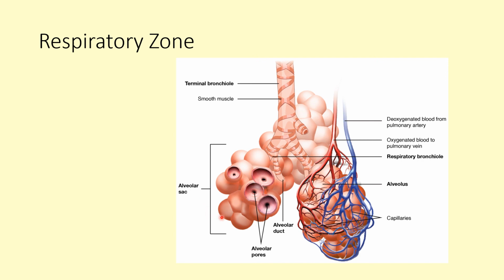It looks like a bunch of grapes. And then each one of these, so the whole bunch is the alveolar sac. Each individual grape, if you will, is the alveoli. Alveolus is singular, alveoli is plural.